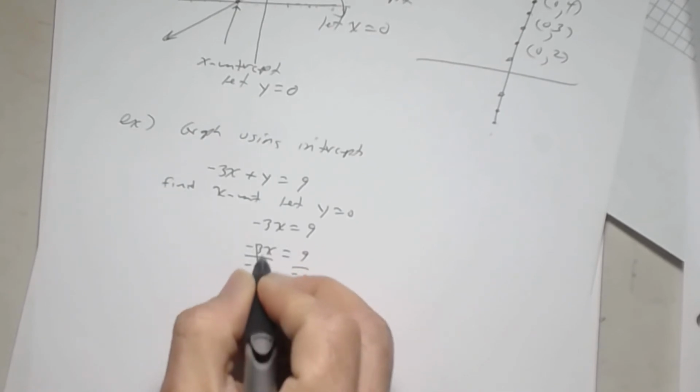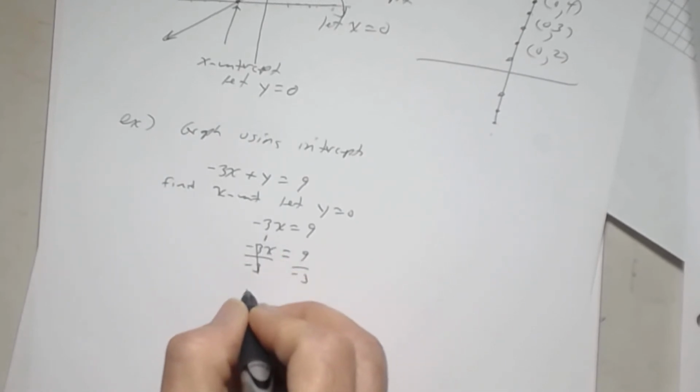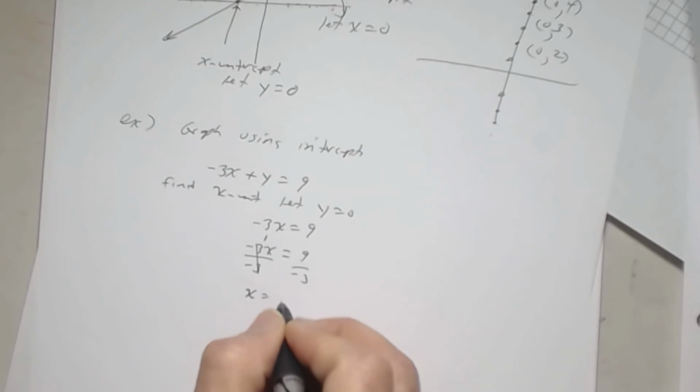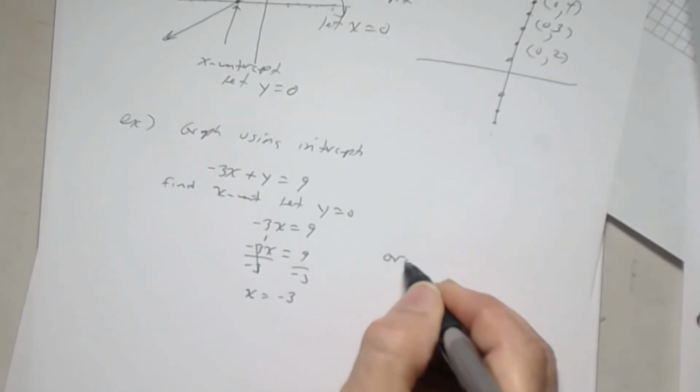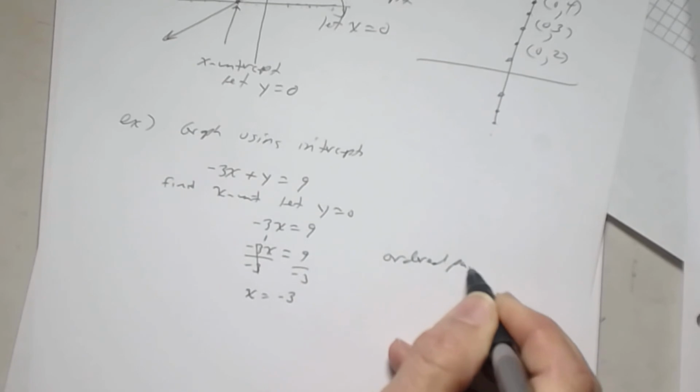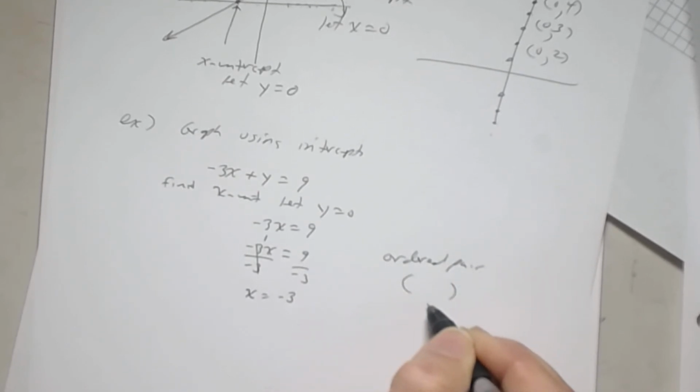Negative 3 divided by negative 3 is 1, and 1 times x is x. What's 9 divided by negative 3? Negative 3. So I found my x-intercept. As an ordered pair, what is the answer for the x-intercept? Very good. Not 0, negative 3. It's negative 3, 0. X is negative 3. What's y? 0. So you see what we did?